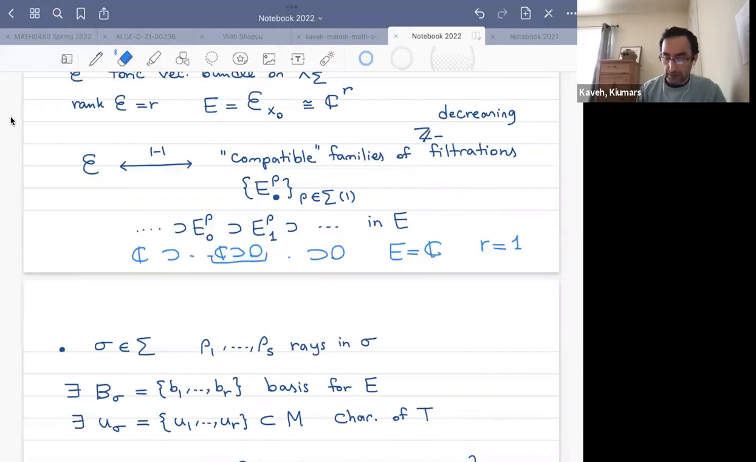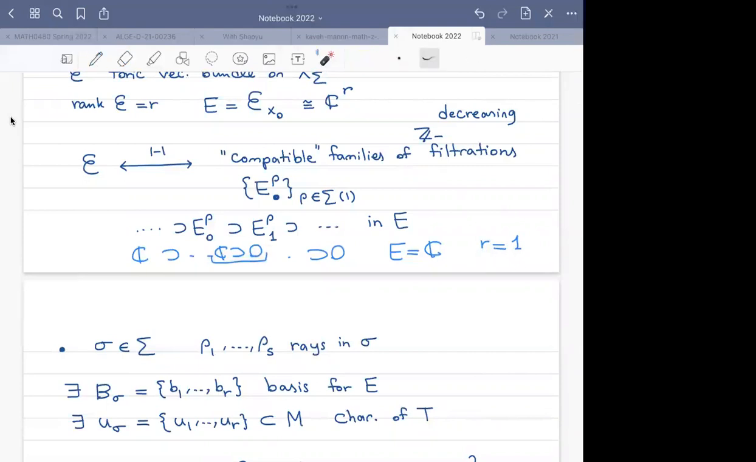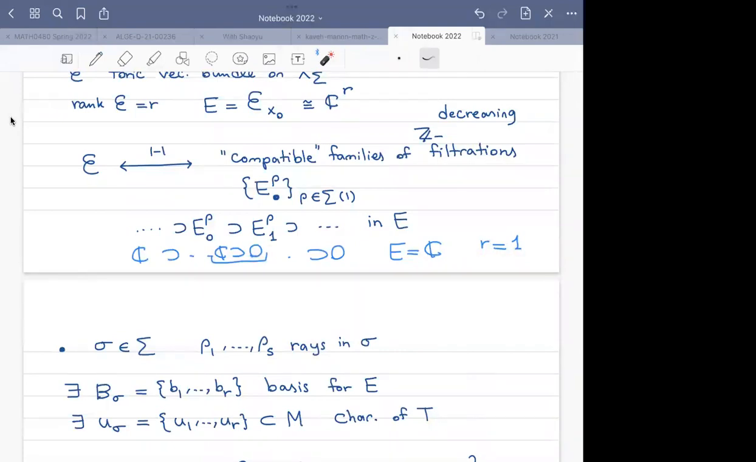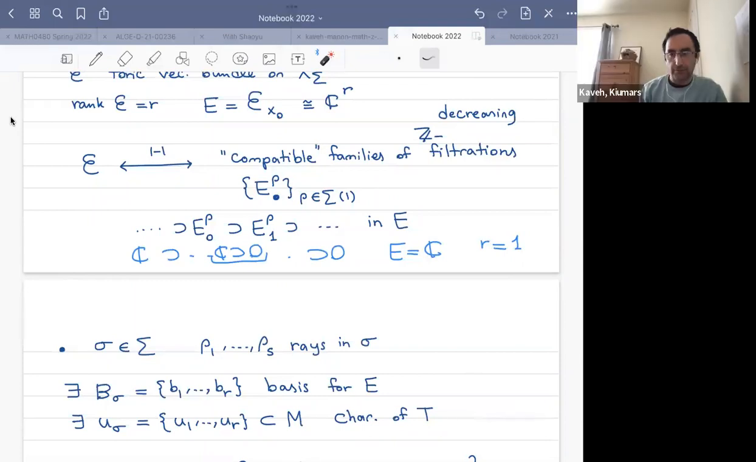No, sorry, you mean in the rank 1 case? No, the rank R case. So in the rank R case, no, it's more complicated than that. Yes, it's more complicated.